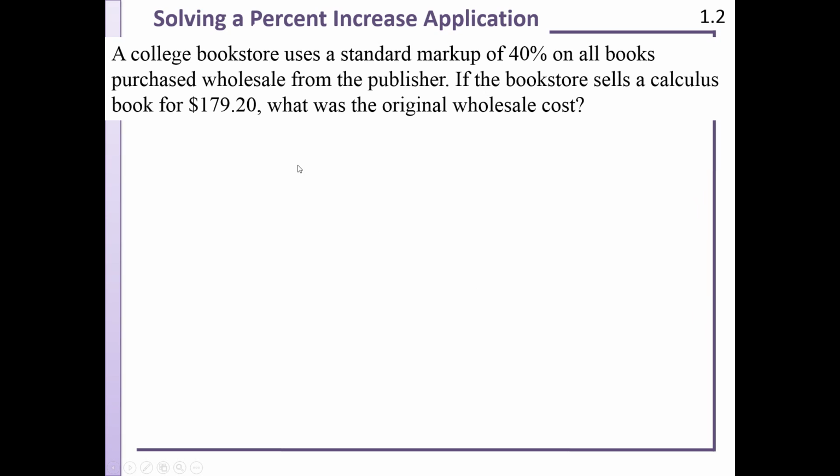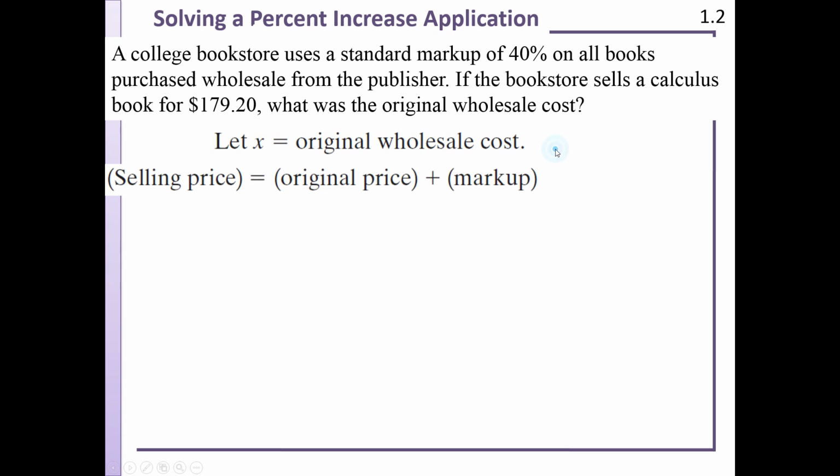Okay, in this problem, a college bookstore uses a markup of 40% on all books purchased wholesale from a publisher. The bookstore sells a calculus book for $179.20. What was the original wholesale cost? Okay, so in this question, we know the selling price for the book. The question's what was the original cost? So that's an unknown. We don't know what it is. So we'll let x be the original cost.